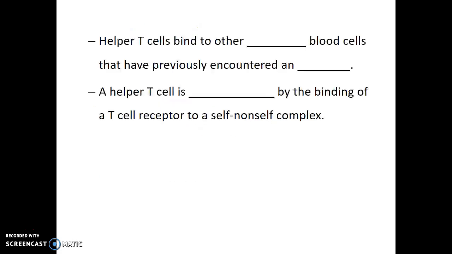While T cells do not make antibodies, they do have things called T cell receptors on their outer surface. The helper T cell will bind to other white blood cells that have previously encountered an antigen. So these white blood cells, sometimes known as antigen-presenting cells, when a helper T cell binds to it and recognizes that self-non-self complex presented by that antigen-presenting cell, well, then that helper T cell will be activated.